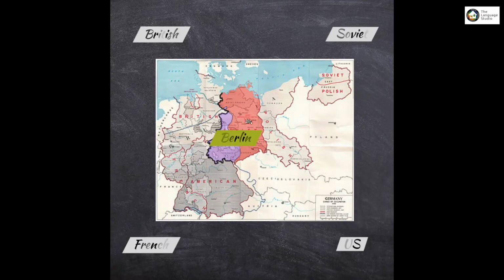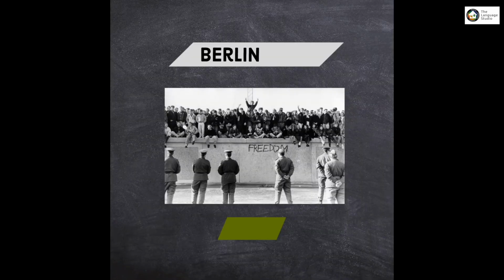Berlin, the capital city of Germany, was also divided into two parts, West Berlin and East Berlin. Berlin was entirely located in the East Germany, and so a wall was constructed in 1961 to separate West Berlin from the East Germany. And this wall was known as the Berlin Wall. This wall separated many families and friends.